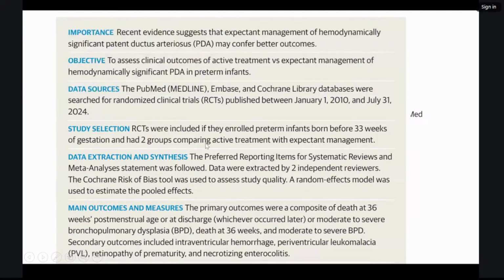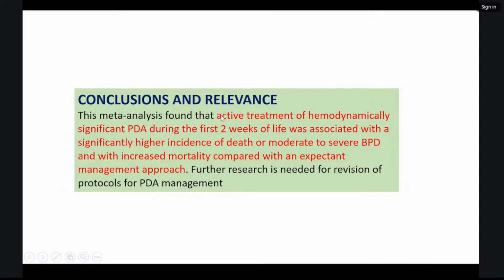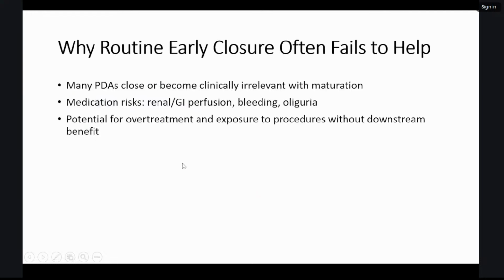necrotizing enterocolitis. From this study, they have concluded that this meta-analysis found active treatment of hemodynamically significant PDA during the first 2 weeks of life was associated with a significantly higher incidence of death or moderate to severe BPD and with increased mortality compared with an expectant management approach. So they have concluded further research is needed for revision of protocols for PDA management.